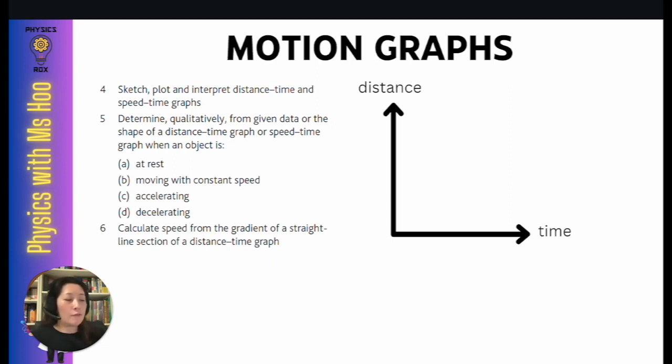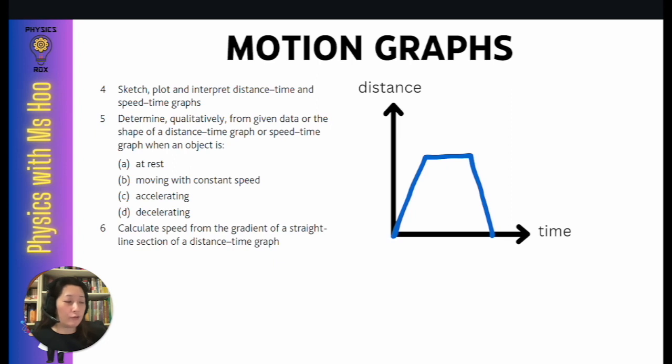Now, how do you remember that the speed is the gradient? Say, for example, we have a distance time graph. You can see that in this case, the object is moving away, so it's a positive gradient. At this point, the distance doesn't change, which means that the object is stationary, and then now it's moving backwards towards its original starting point.